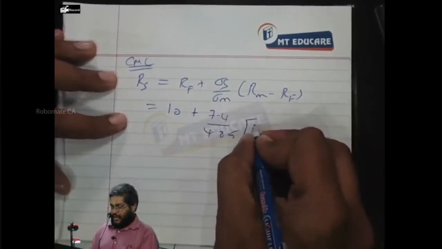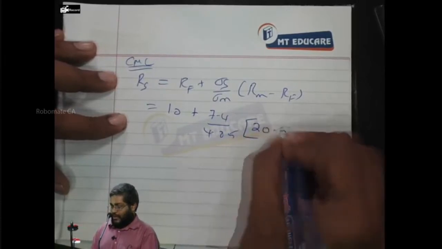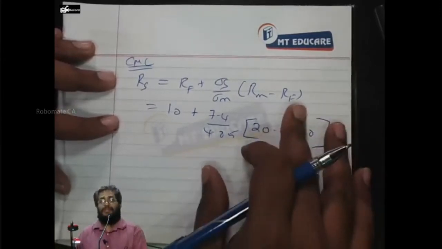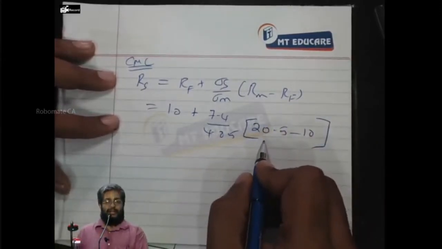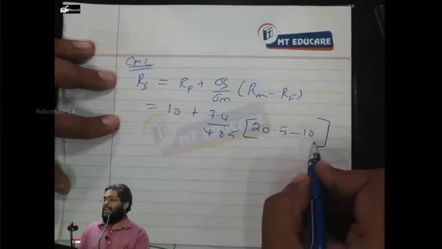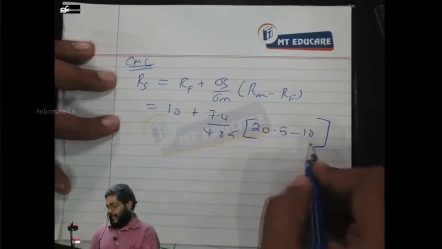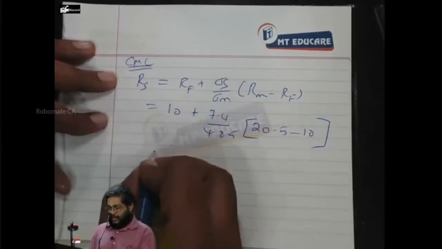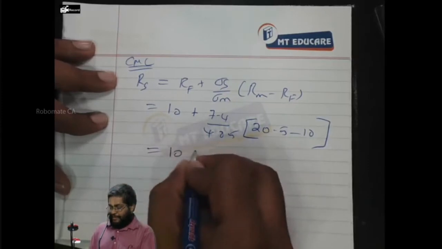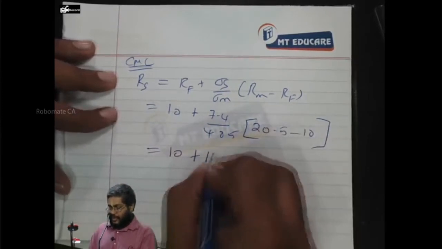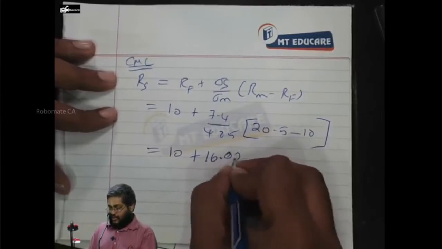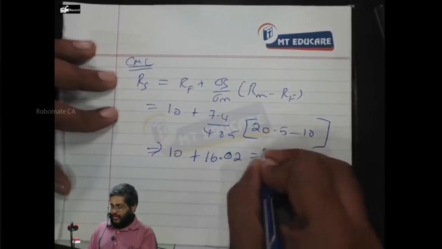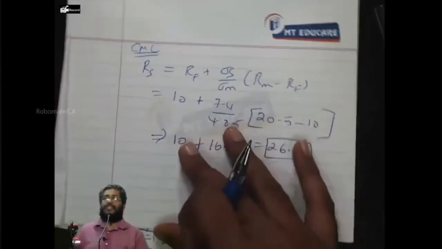What is RM minus RF? 20.5 minus 10. Are you all sleeping? Good morning, friends. What is RM? It is 20.5, the market portfolio's return. What is 10? The return of the risk-free asset. And this 7.4 is sigma S by sigma M, into 10. First tell me, 10 plus, what is this number? 16.02. So 10 plus 16.02 is equal to 26.02.